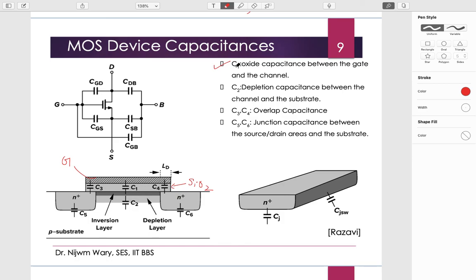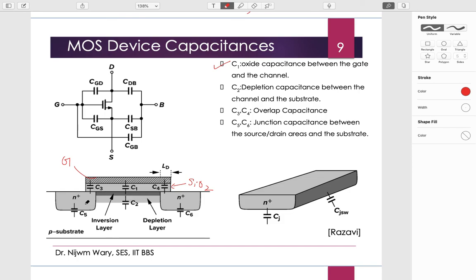So this C1 is formed between the gate and the channel, and I have this bulk terminal. So between this channel and the bulk, another capacitance C2 is formed. This is also called depletion capacitance because of the depletion layer.